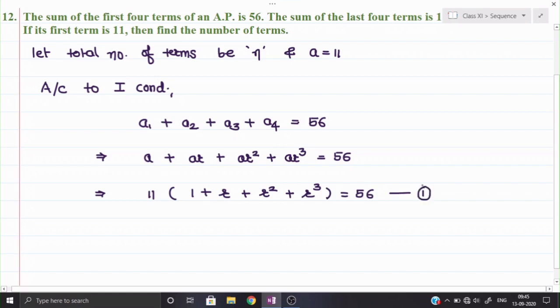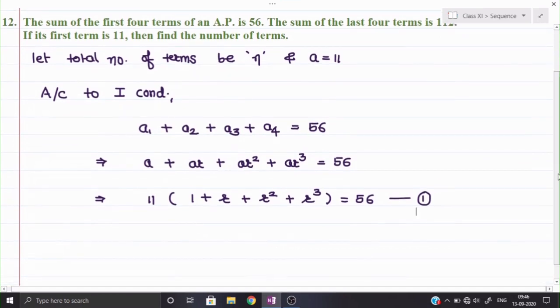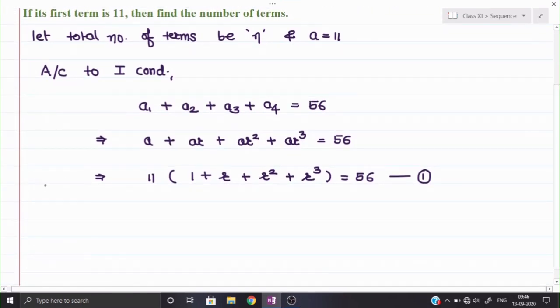Okay. Now we shall see the second one. In the first equation there is no use solving further right now. If I transfer 11 to the right side, 11 will come under 56 and it will create a decimal value. So here we shall take the second condition, that will be better. The sum of the last four terms is 112. So let us see, we'll write down according to the second condition.